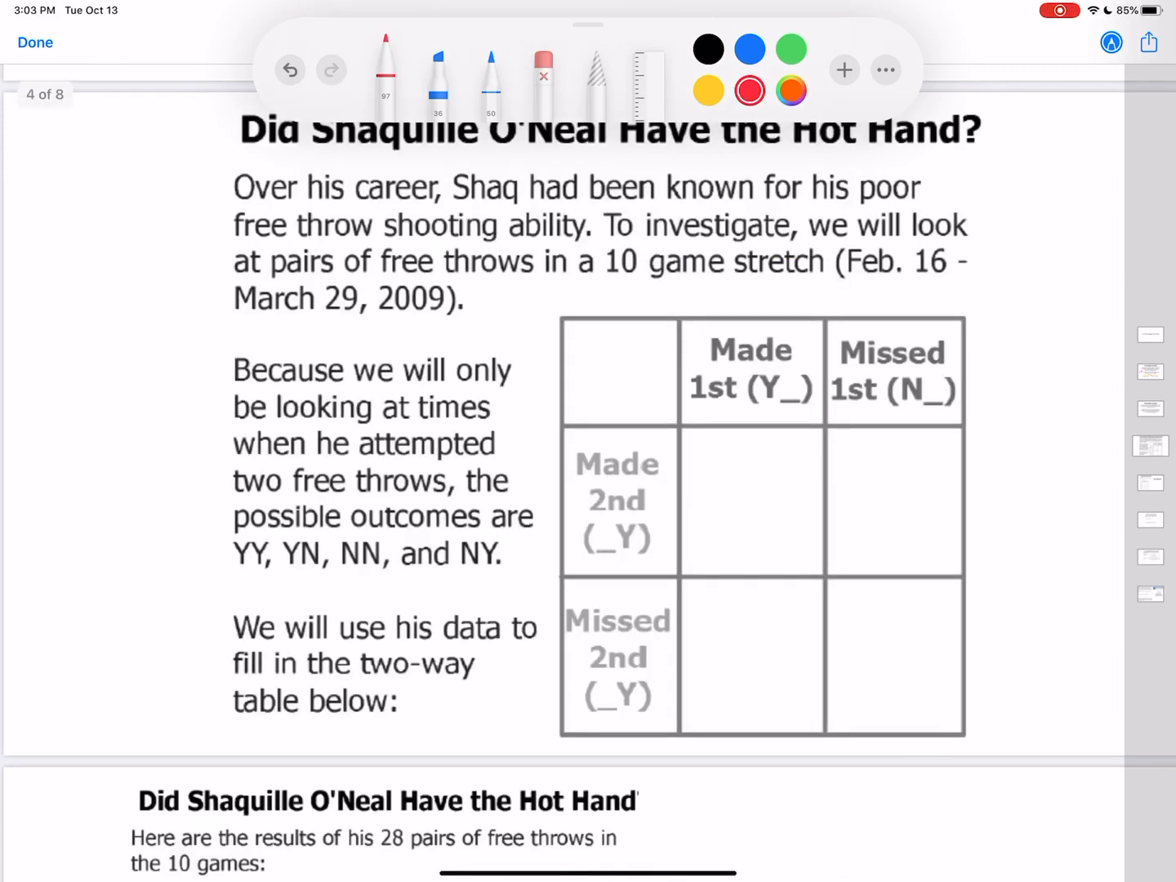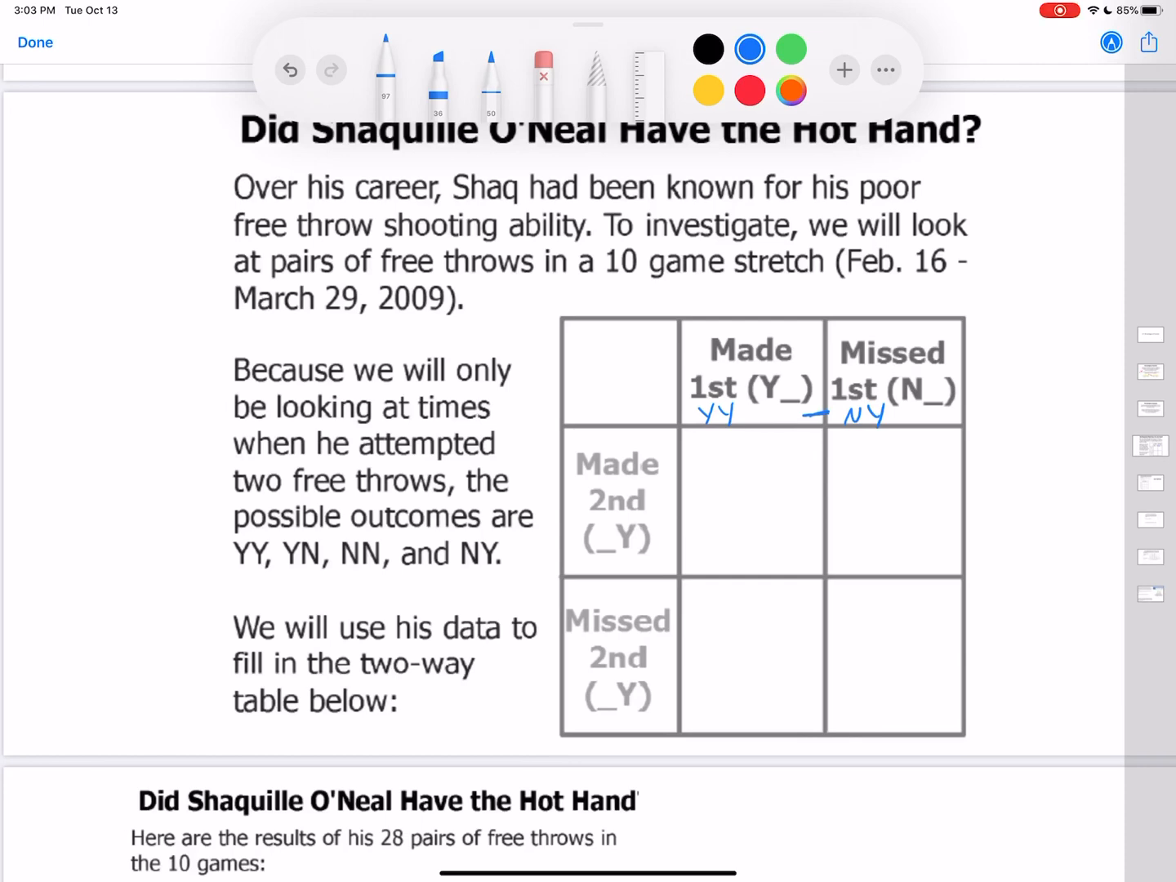So let's talk about Shaquille O'Neal. Did he have the hot hand? What we're going to be looking at is a two-way table, and with our two-way table, we're going to group our data together. Remember when we did home versus away for a lot of our examples in Chapter 2? We found the percentage of home and found the percentage of away. So now we're taking the percentage where he had a success, and we're going to subtract the percentage where he had a failure success.